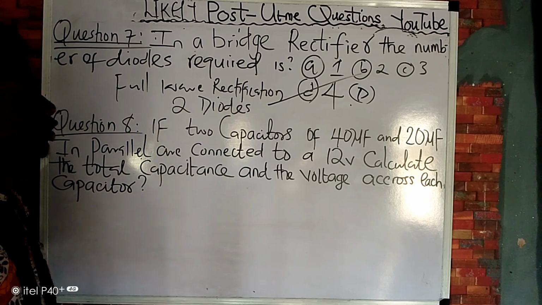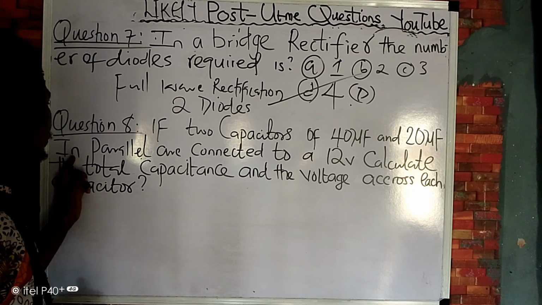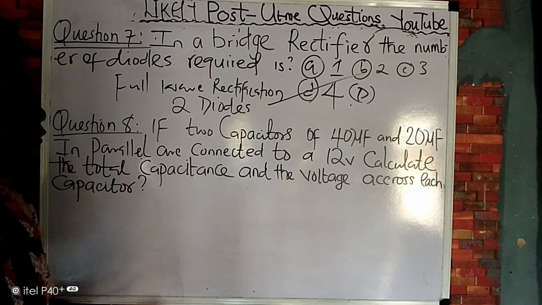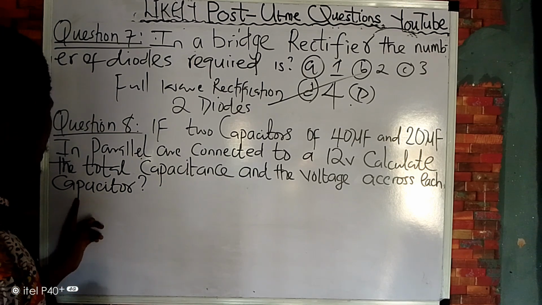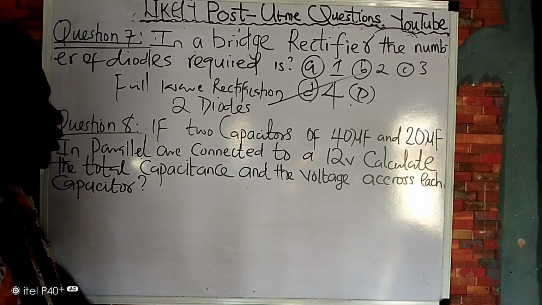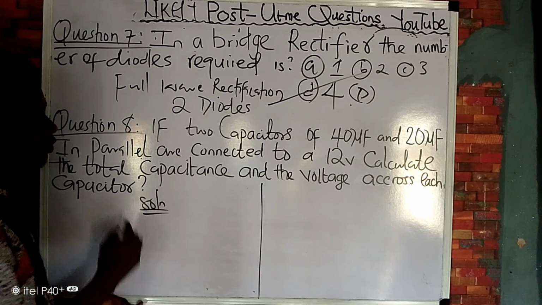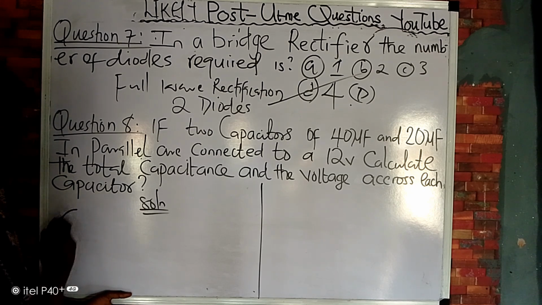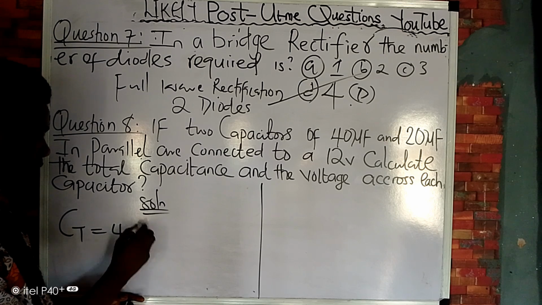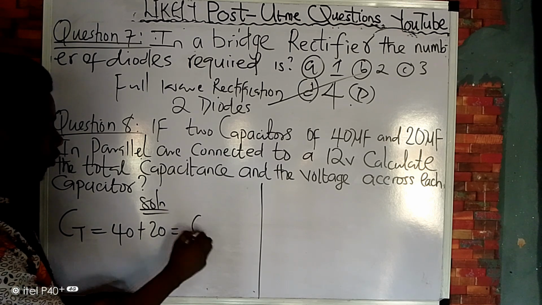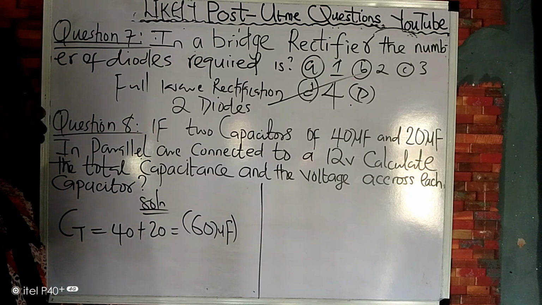Question 8. If 2 capacitors of 40 microfarad and 20 microfarad in parallel are connected to a 12 volt, calculate the capacitance and the voltage across the capacitor. Wow. What do we have to do? Very easy. Let's solve it this way. Okay? Now, your total capacitance, that's C total, because it is connected in parallel, we have 40 plus 20, and that will give us 60 microfarad.